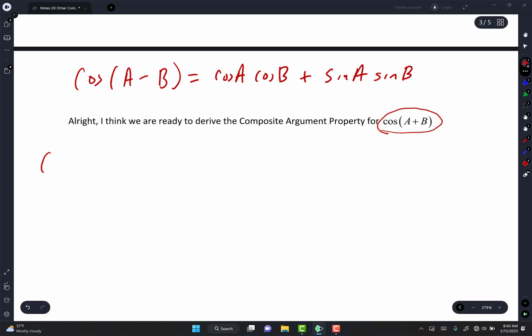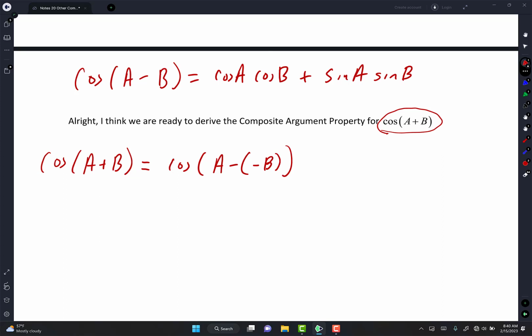So I'm going to write cosine. This is what I want. I want to figure out what cosine A plus B is. So here's my hack. I'm going to do cosine of A minus, this is the only thing I know, A minus a negative B. Look at my hack. Is cosine A minus a negative B the same thing as cosine A plus B? It is.